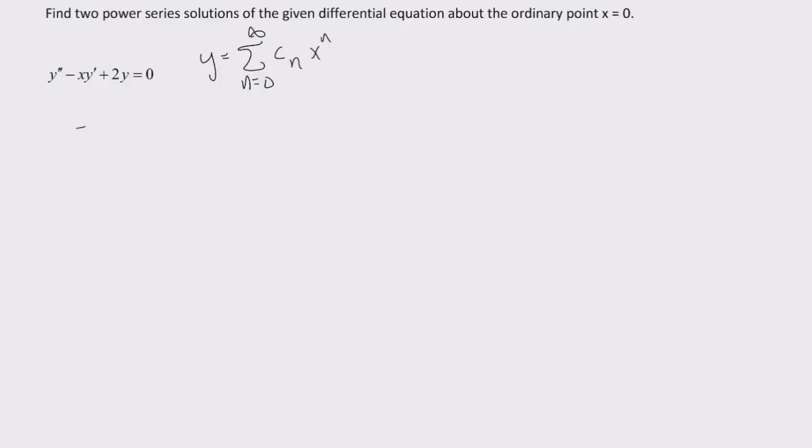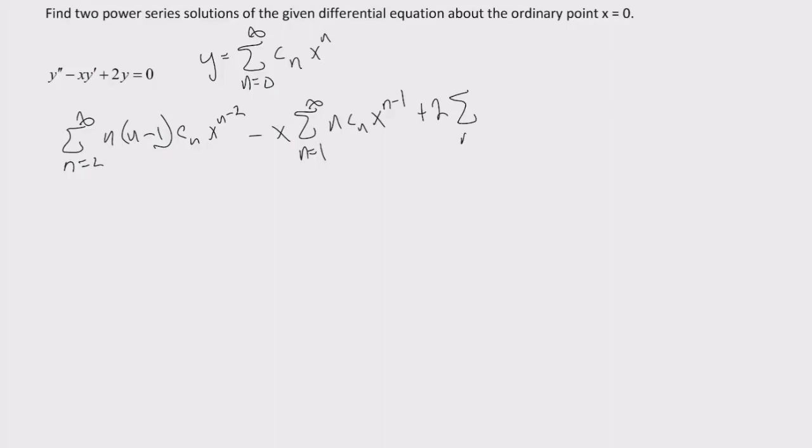So for the second derivative, I have summation of n equals 2 to infinity of n times n minus 1 c sub n x to the n minus 2, minus x times, so this would be n equals 1 to infinity, that's the first derivative, and that would be an n there, and that's c sub n x to the n minus 1, plus 2 times n equals 0 to infinity c sub n x to the nth.